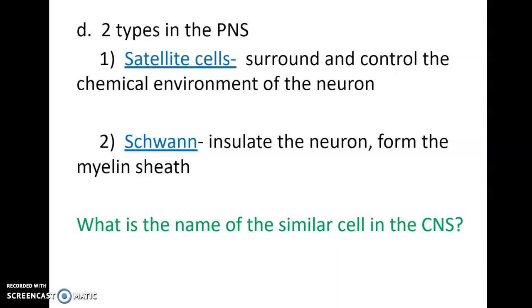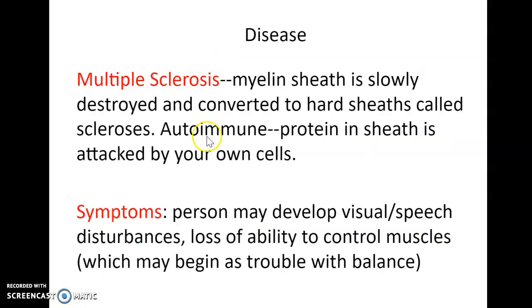The name of a similar cell in the central nervous system to the Schwann cell was the oligodendrocyte. Okay, so now we have a disease, multiple sclerosis, MS. The myelin sheath is slowly destroyed. It becomes hard, and it's called sclerosed, or there's a sclerosis, or scleroses.